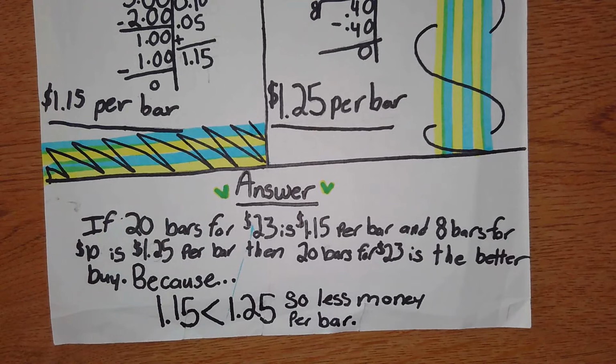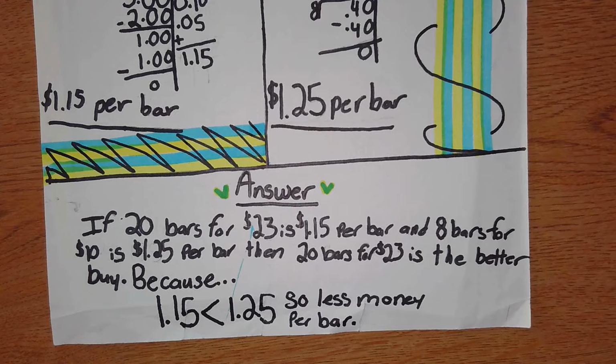This is okay. You do good. If 20 bars for $23 is $1.15 per bar, and 8 bars for $10 is $1.25 per bar, then 20 bars for $23 is the better buy, because it's less money. All right. Very good. So what do we call that they found?